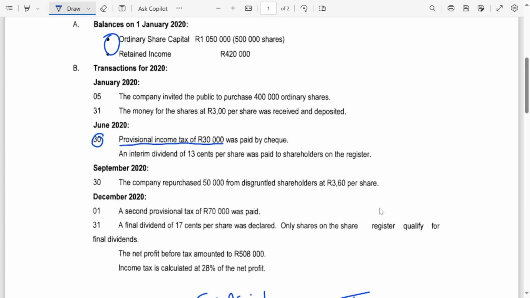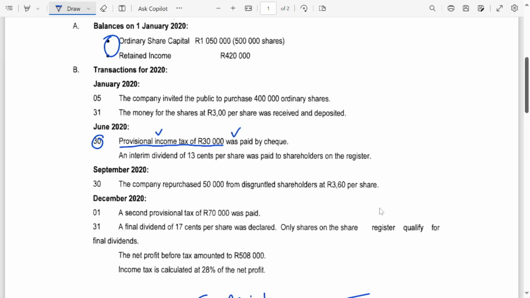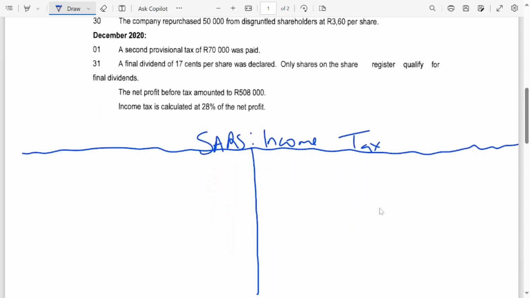Now, if they are saying provisional, what do they mean? So there is a system which is a provisional tax. It means that the company has to pay the tax every 6 months. Every 6 months of the financial year, they have to pay the tax. That is what it means. So we paid 30,000, the first one, half yearly, right?